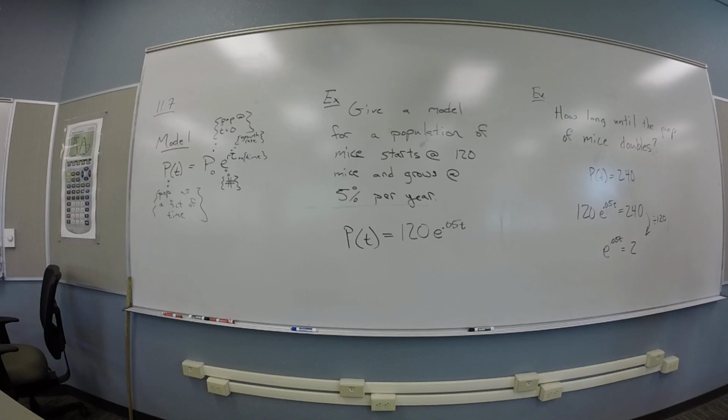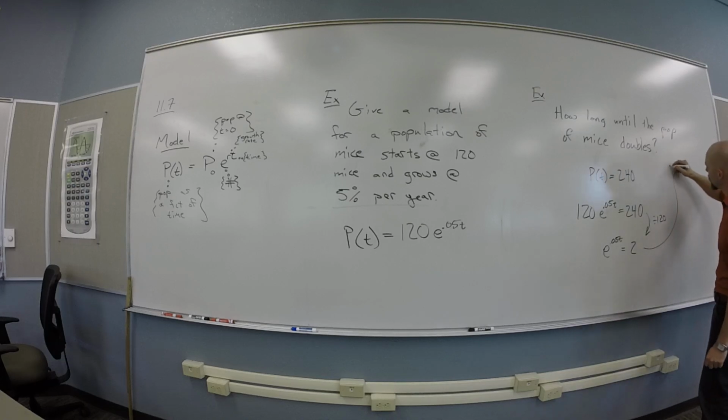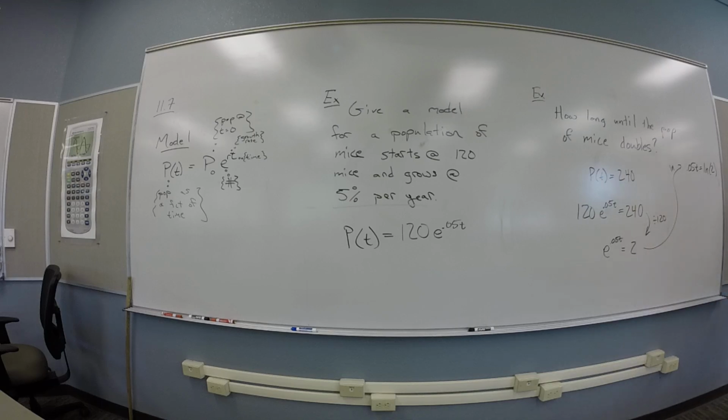Okay, so how do I get the t out of the little corner it's stuck in? You have to log everything. Yeah, you log both sides, right? So if I log both sides, I'll get 0.05 t equals the natural log of 2. Okay, cool. Then what? You divide by 0.05. Okay, we could divide by 0.05, so we get t equals the natural log of 2 over 0.05.